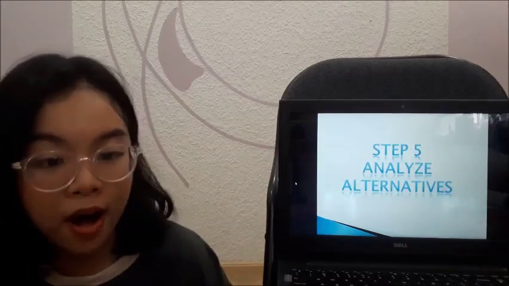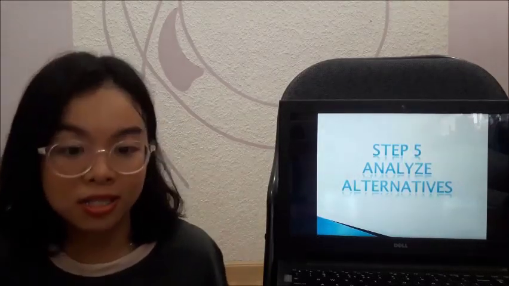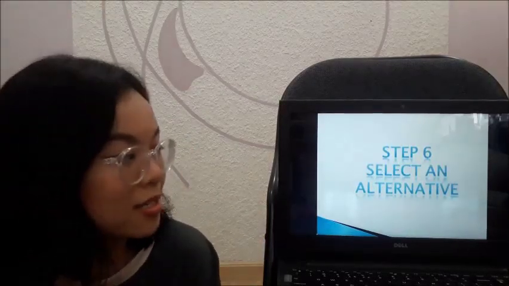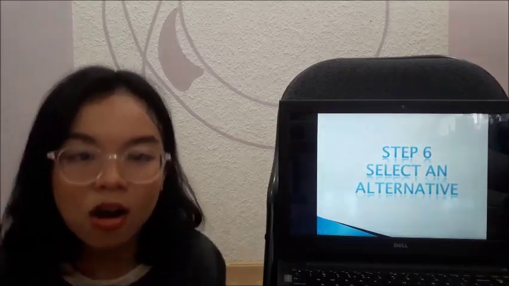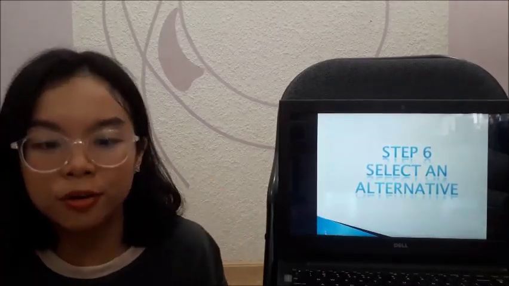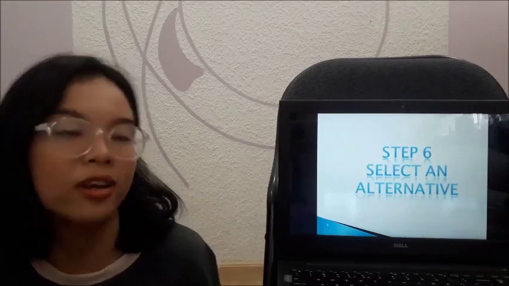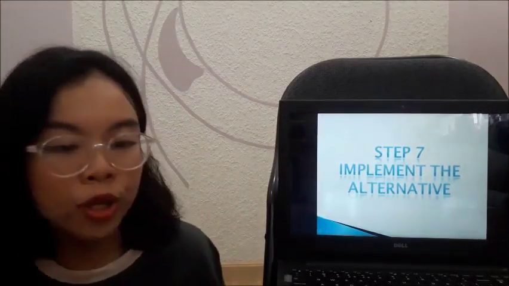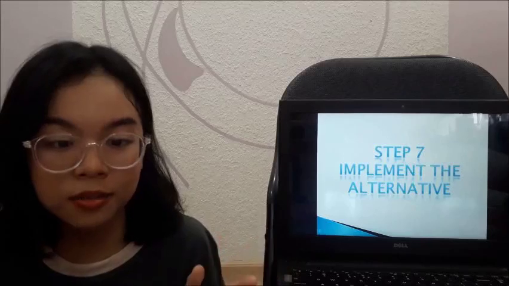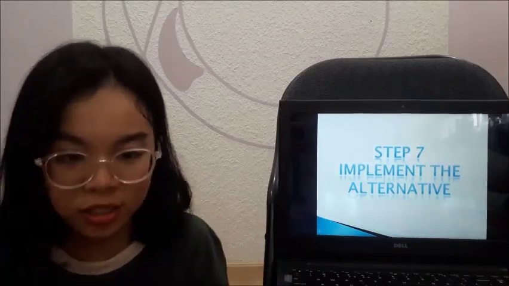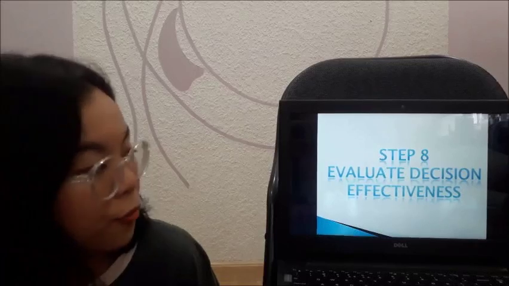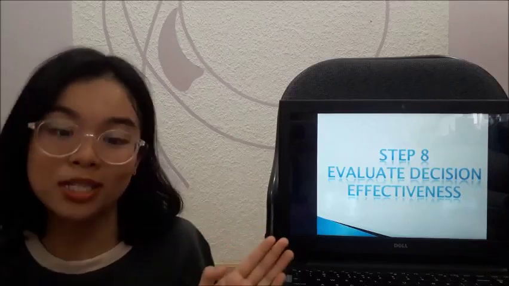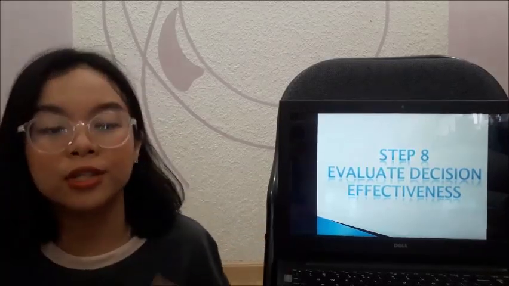And then in step 5, we analyze those alternatives. And then after judging all alternatives, in step 6, we select the best alternative, or the one that generates the highest total score in step 5. And now we will put the alternative that we choose into action. And for the last step, decision effectiveness is evaluated to see the outcome and the result.